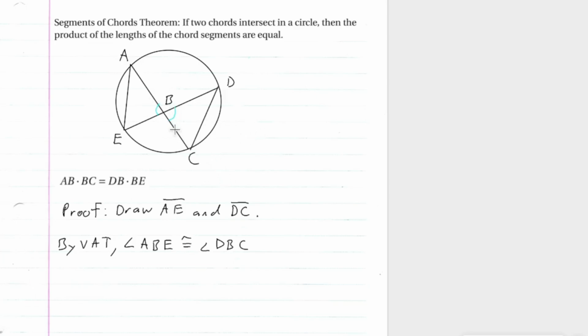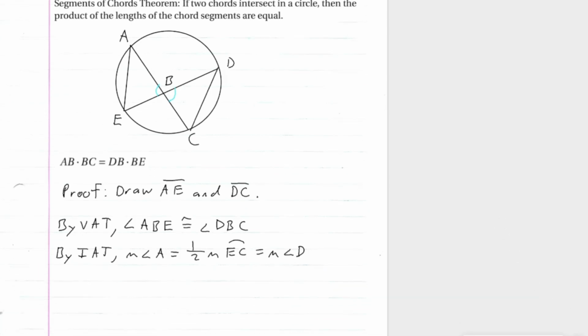All right, well, we also know by the inscribed angle theorem, since angle A and angle D are both inscribed angles, we know that the measure of angle A is equal to half the measure of arc EC, right? And we know half the measure of arc EC is also equal to angle D, right? So this implies, of course, that angle A is congruent to angle D. So we also have that angle A is congruent to angle D.